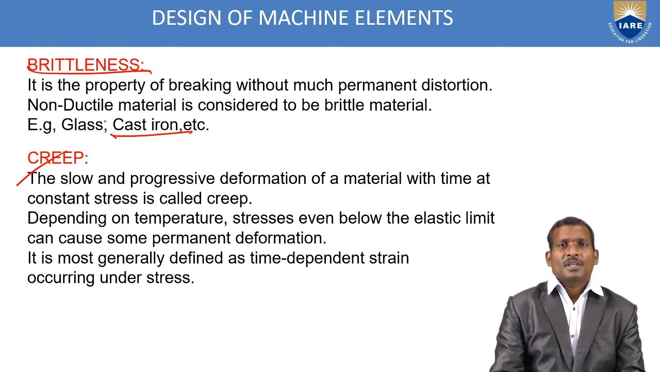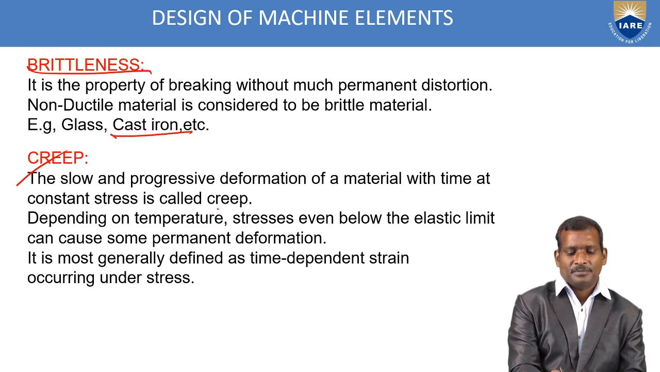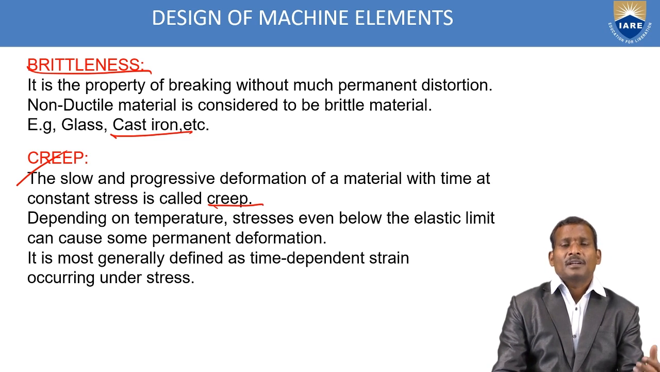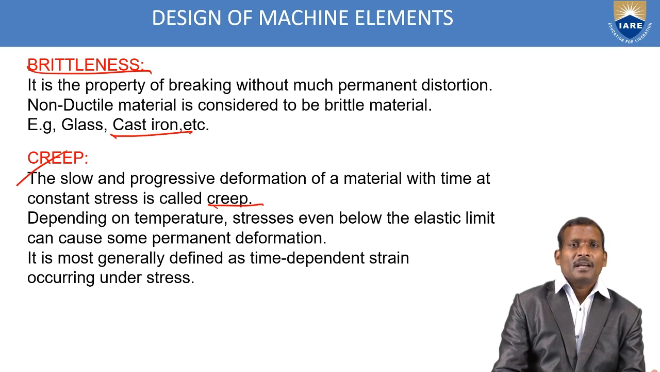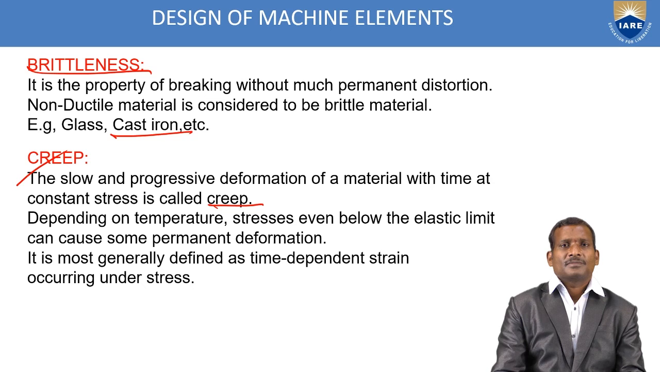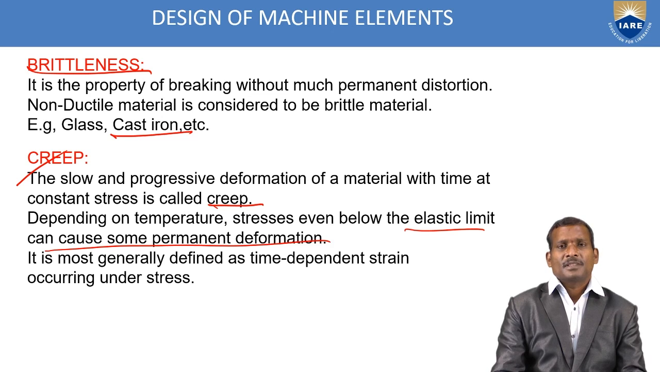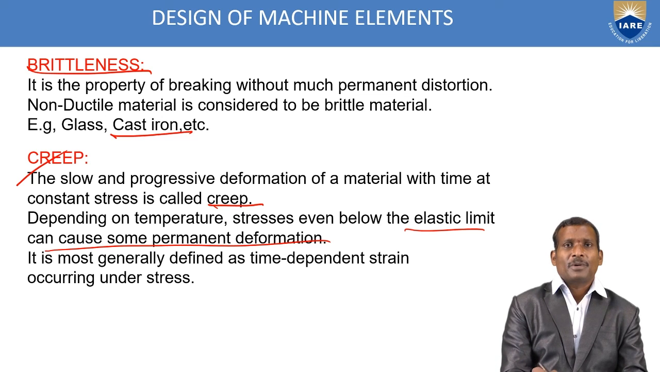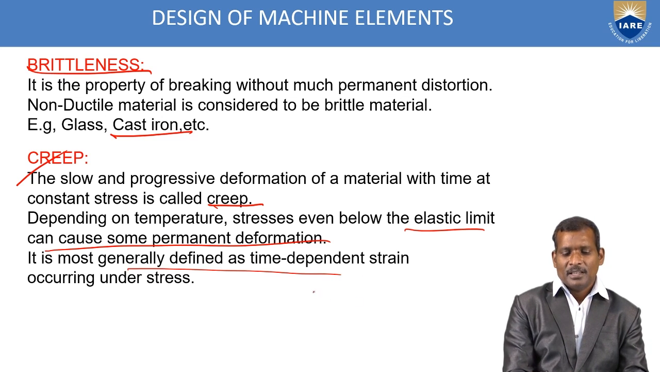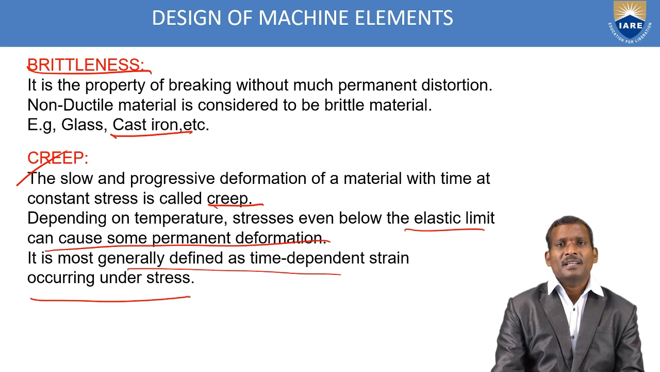Next, creep. The slow and progressive deformation of a material with time at a constant stress is called creep. This property is important for belt drives. Depending upon temperature and stresses, even below the elastic limit, it can cause some permanent deformation. It is most generally defined as time-dependent strain occurring under stress.